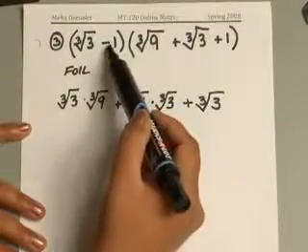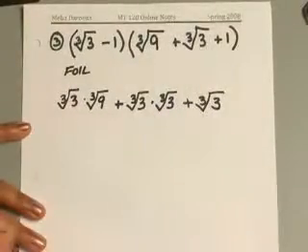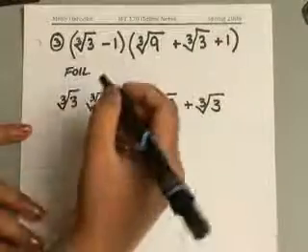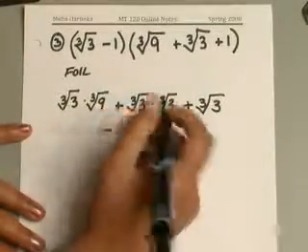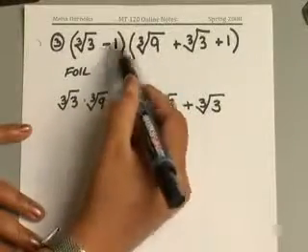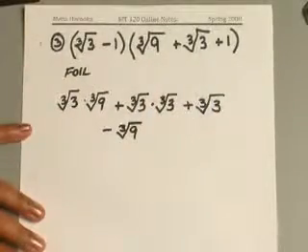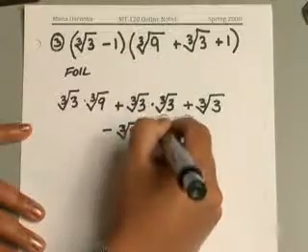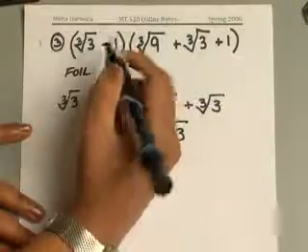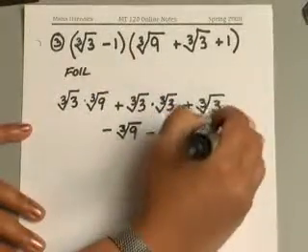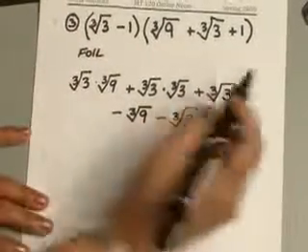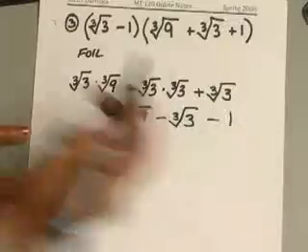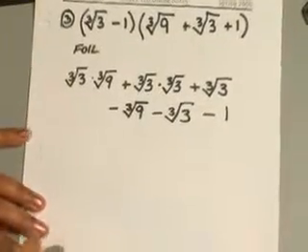Now we'll go back and multiply negative 1 into each one of these in the second term, and that will give us negative cube root of 9. Okay, then negative 1 times cube root of 3 will give us negative cube root of 3, and positive 1 times negative 1, of course, gives us negative 1 as the answer. So I just basically continued the same problem down here on the second line.